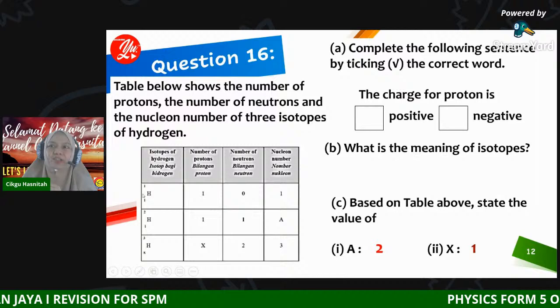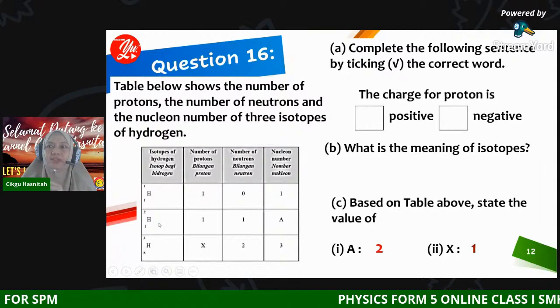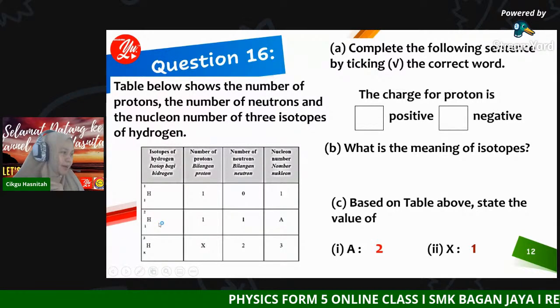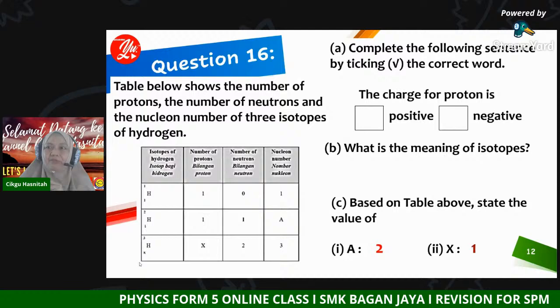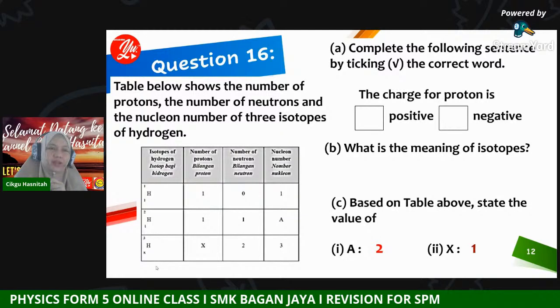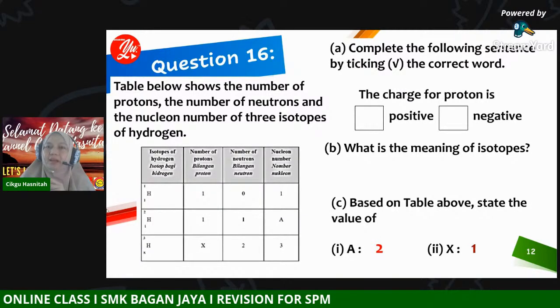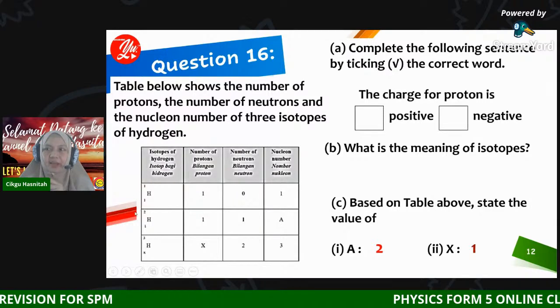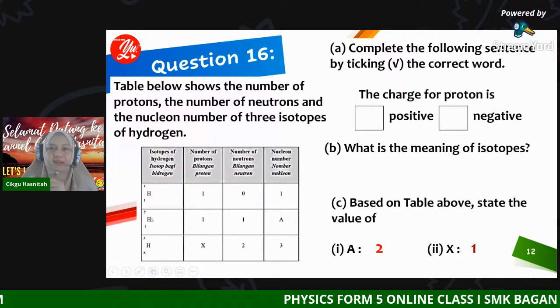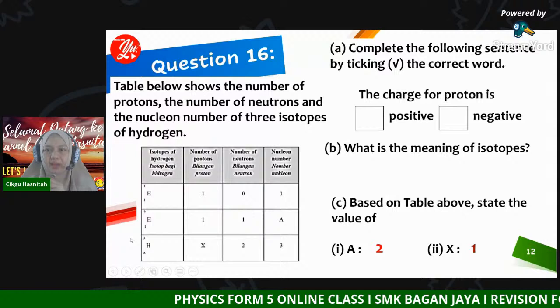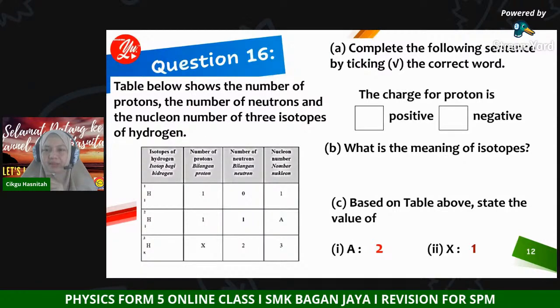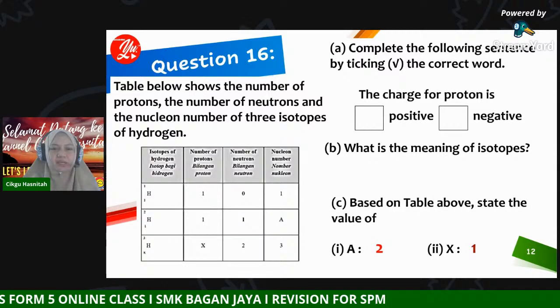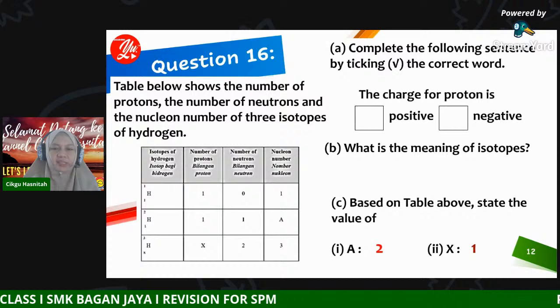If H1, it is called hydrogen. For H2, anybody remember the name? And for H3, what is the name for the isotope? For H1, we call it hydrogen. Yes, H2 we call deuterium. H2 is called deuterium. I type the name for you here.